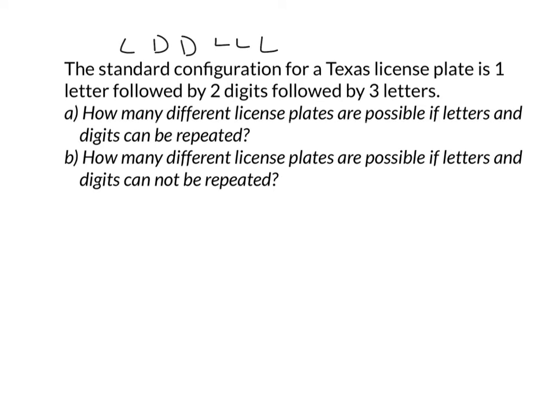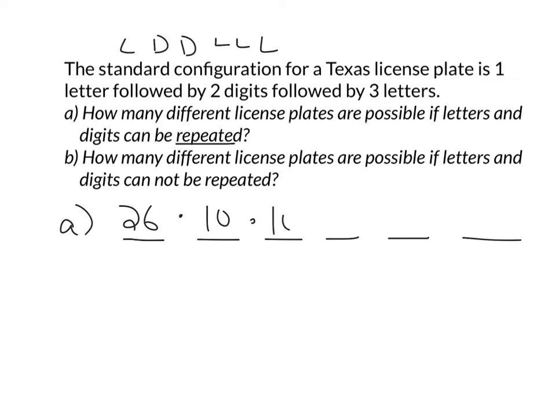Okay. Part A, how many different license plates are possible if letters and digits can be repeated? What I do a lot of times is draw blanks for each spot. So I have a letter, a digit, a digit, a letter, a letter, a letter. For my first blank, I have 26 choices of letters. For my first digit, I have 10 digits to choose from, 0 through 9. Because repeating is allowed, I also have 10 choices for the next digit because I could use like 7 twice in a row. And because I can repeat, I have 26 more choices for each of those letters. That's a lot of license plates, but Texas needs a lot of license plates.